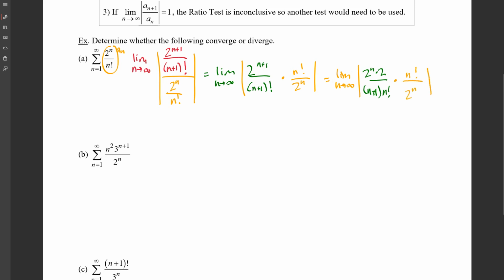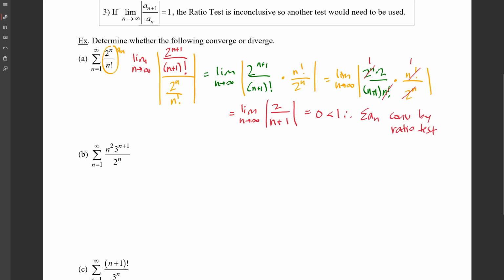And look at what cancels out. The 2n cancels with this 2n. They cancel out to 1. They don't just disappear. The n factorials cancel out. So what I have left is a limit as n goes to infinity of 2 over n plus 1. And what is the answer to that? There's really an absolute value here. As n gets bigger and bigger and bigger, this will go to 0. Compare this number to 1. It's less than 1. So therefore, this series converges by ratio test.